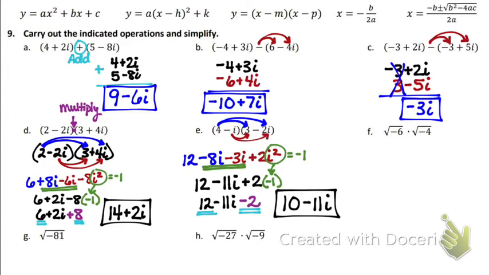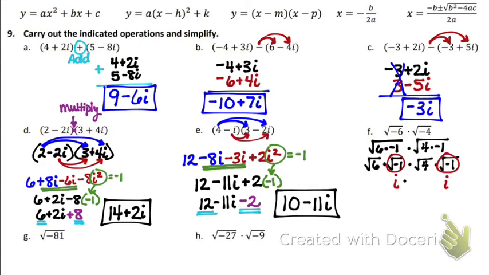What do you notice about part F? There's square roots. What's underneath the square roots? Negatives. So the first thing I'm going to do is take that negative 1 out. So I'm going to have the square root of 6 times the square root of negative 1 times the square root of 4 times the square root of negative 1. What is the square root of negative 1? i. What's the square root of 4? 2.